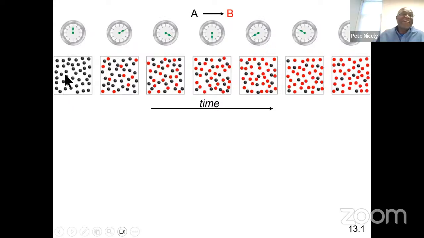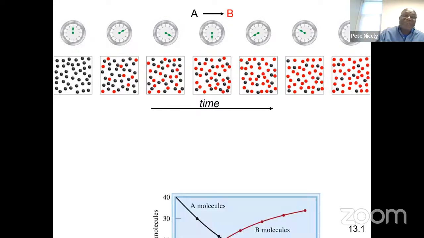You'll notice as time progresses, the amount of black spheres becomes less and less, and the amount of red spheres starts to increase. Basically, the concentration of A falls while the reaction is proceeding, and the concentration of B increases.